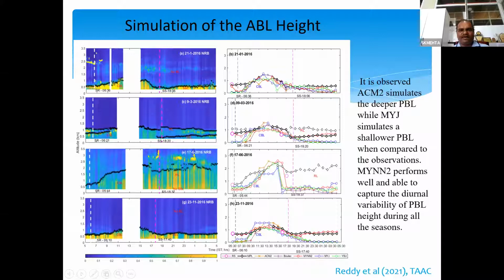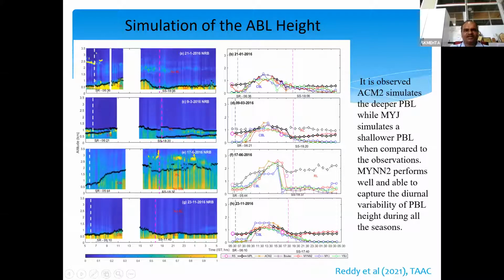During daytime, all the models more or less compare, but during night time, the MYNN2 scheme is comparing better than that. So we prefer that over this location. We can simulate that boundary layer using the MYNN2 scheme.